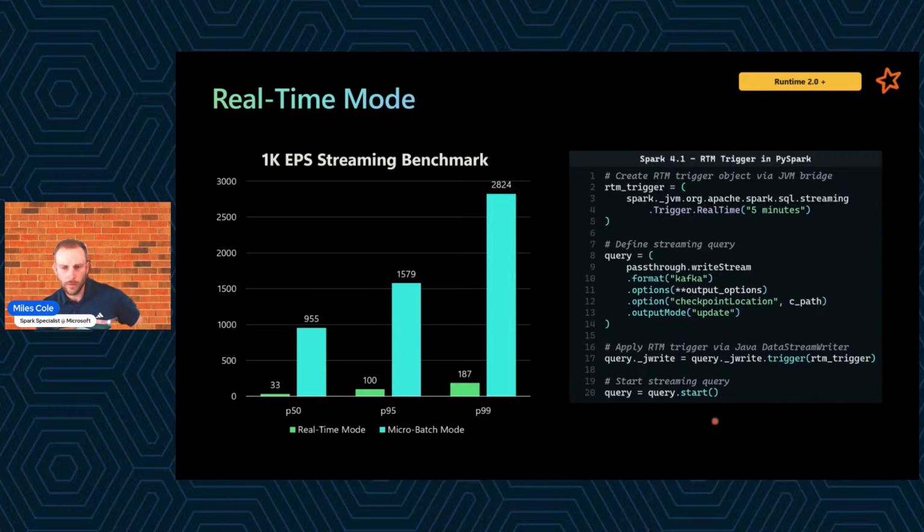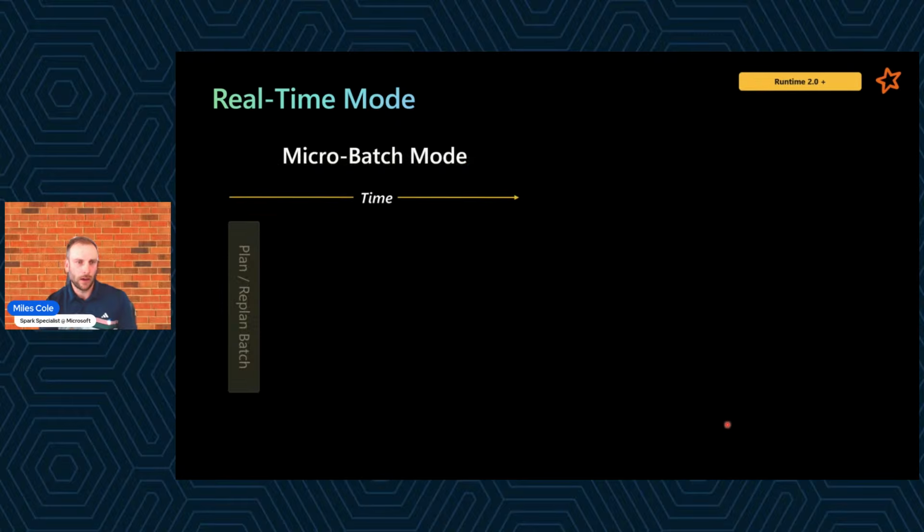And one of these limitations I did want to call out is on the right-hand side. There's not yet a PySpark real-time mode trigger available. But in the code example on the right-hand side, you can see a crafty way that you can get it to run in PySpark, using a JVM bridge to actually initialize that trigger. And I'll highlight it really quick.